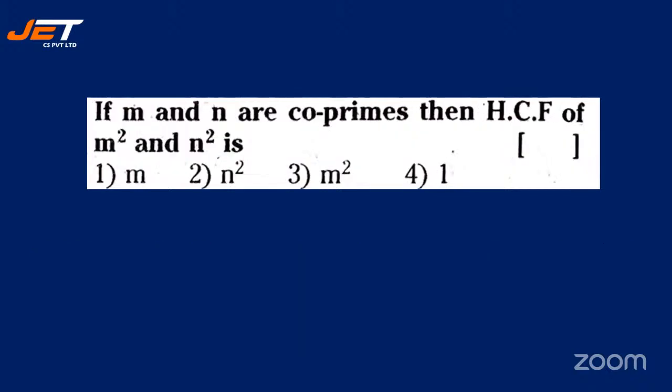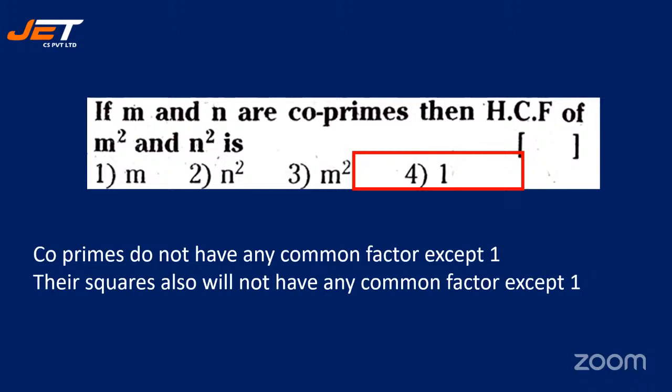If m and n are co-primes, then HCF of m square and n square is... m and n are co-prime, students. HCF of m and n is 1, so the squares of those numbers will also have HCF as 1. So it's 1. Yes, Adarsh, Lingaya, Anjali, you're all right. Let's go for the next one. All right, here is the hint. Co-primes do not have any common factor except 1. Their squares also will not have any common factor except 1.